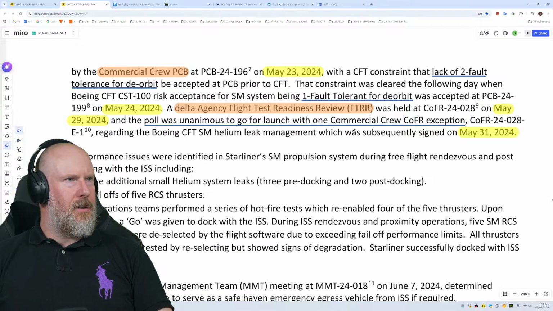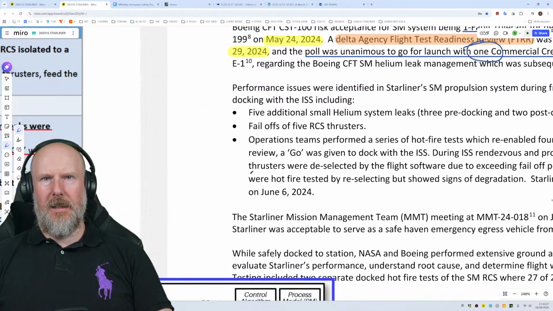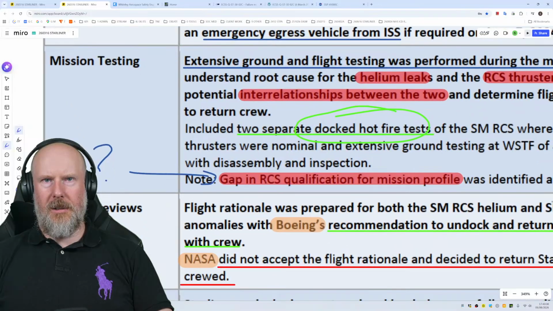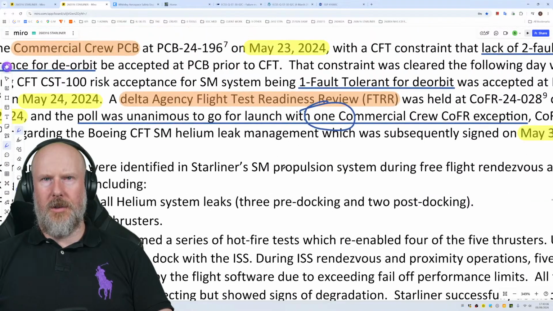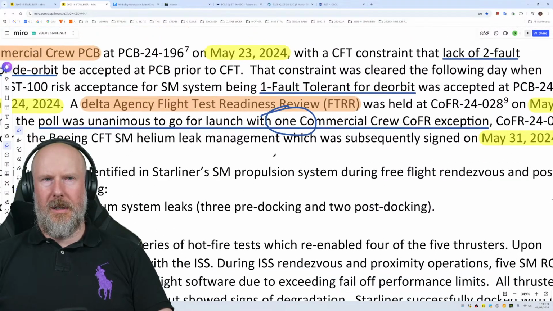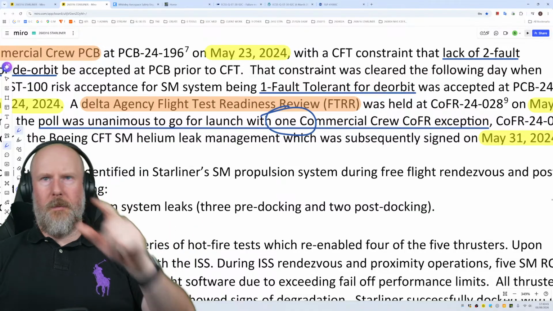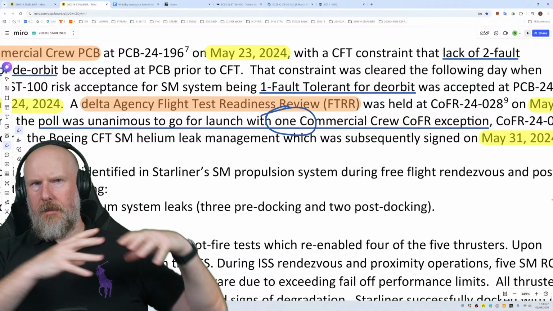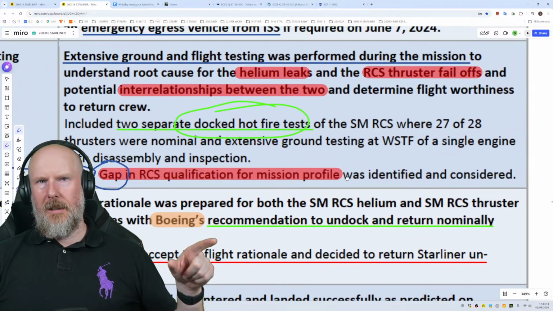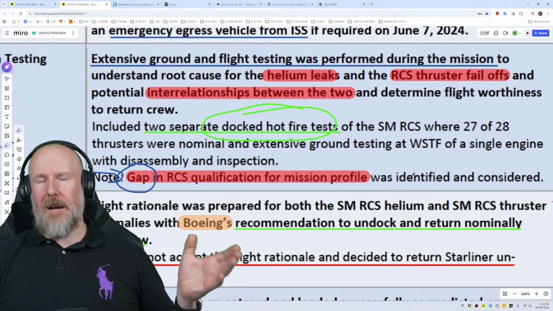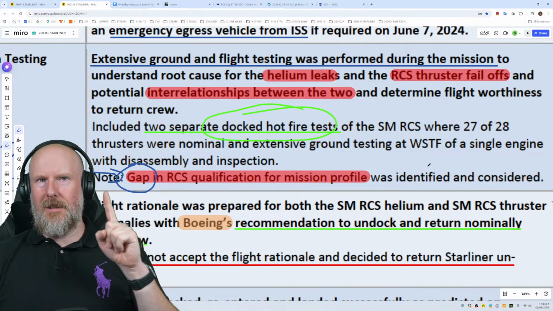It's interesting that it says there was only one commercial crew exception, given that over here it says there's a gap in the RCS qualification for mission profile. I would kind of have assumed that gap, if it was formally controlled and management were aware of it, would be mentioned here. So there's a question there over how that qualification gap was actually, did they not know that they had a qualification gap? Or did they know and it just got lost in the sands of time? What is it about this gap? This is really interesting.